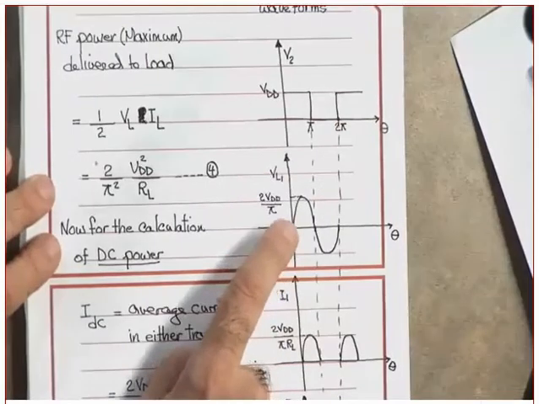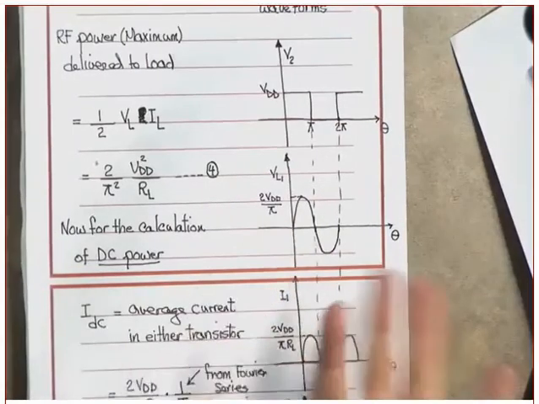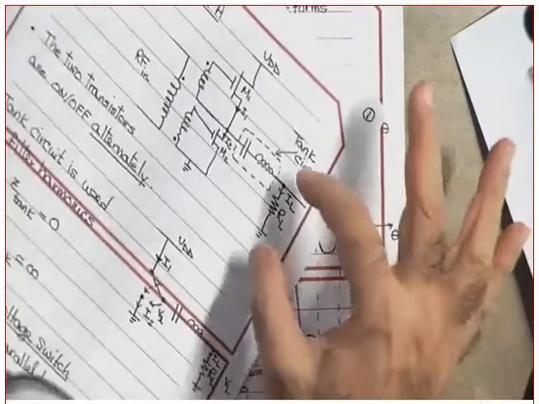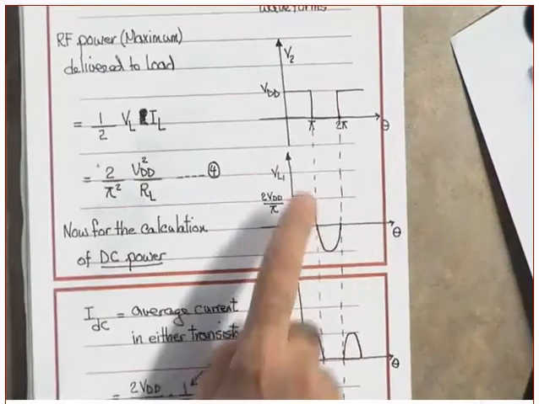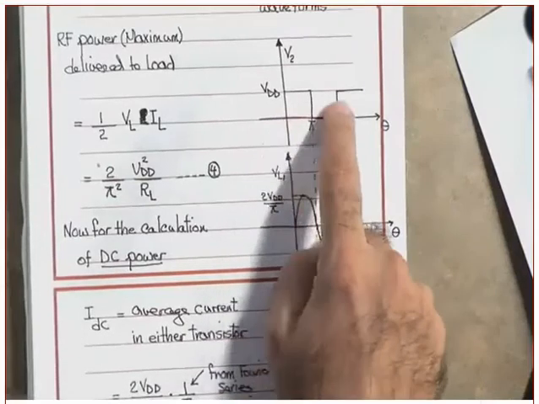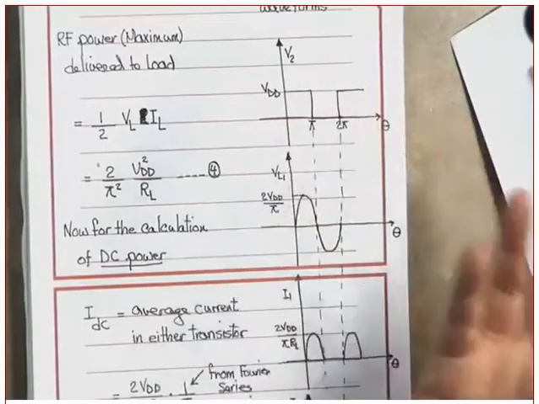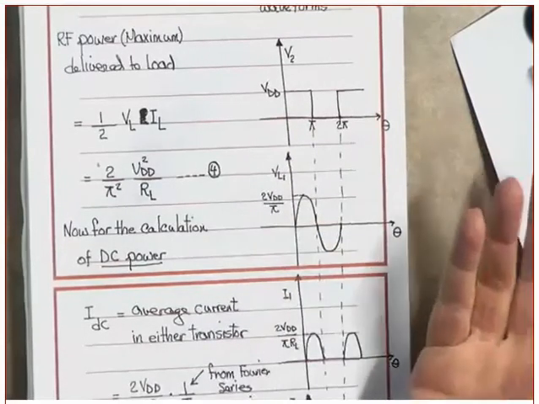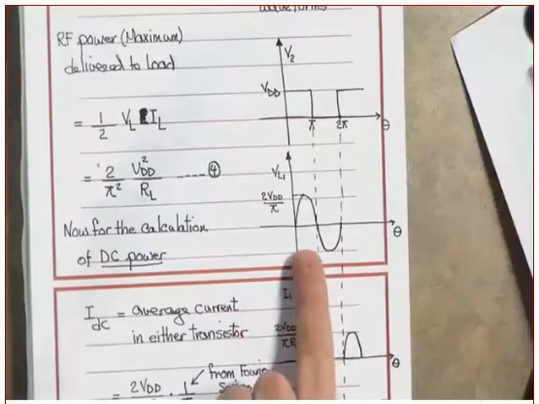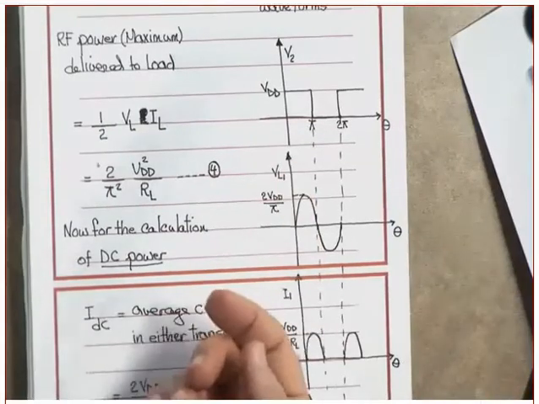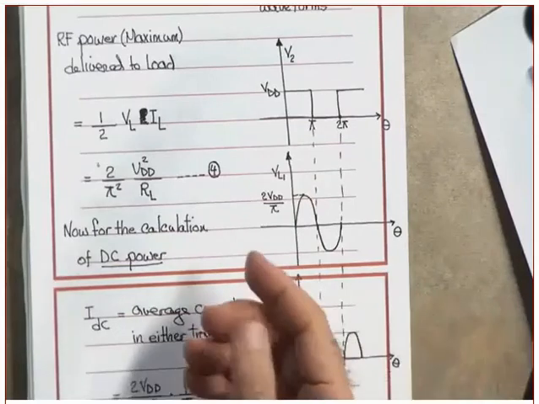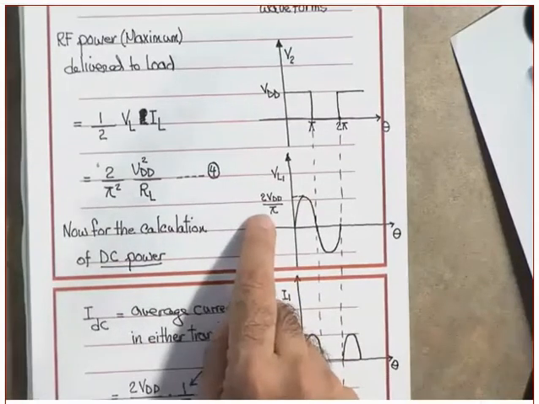What is this? This is the voltage where? Across the load. Yes? Why is it sinusoid? It is sinusoid because all the harmonics will not pass through. Agree? Why is there no DC? Because the capacitor is going to block it. Agree? Yes? Now explain to me, where did this come from?